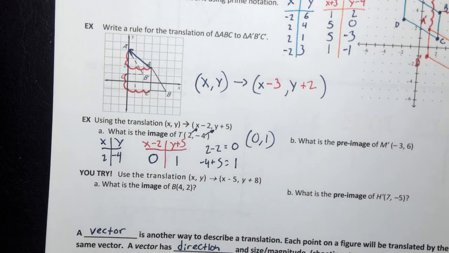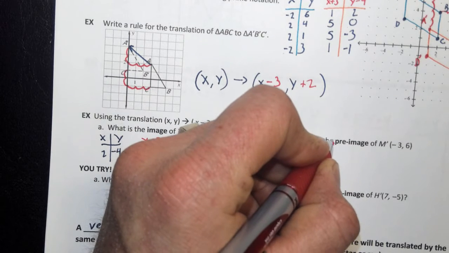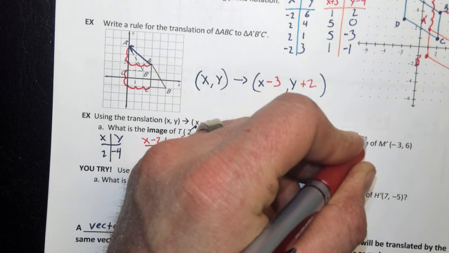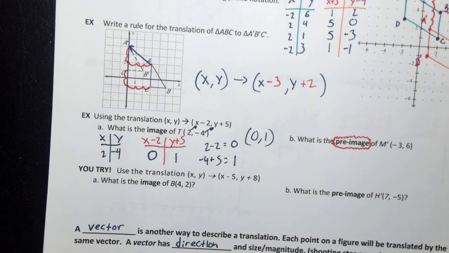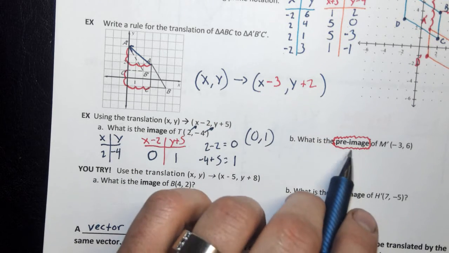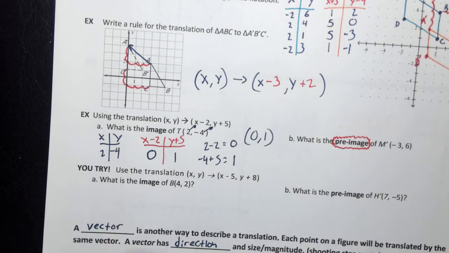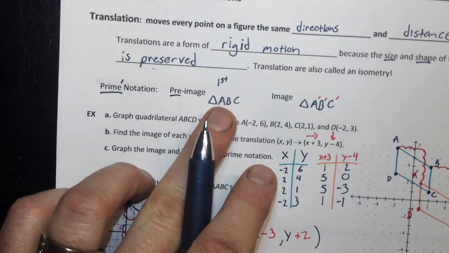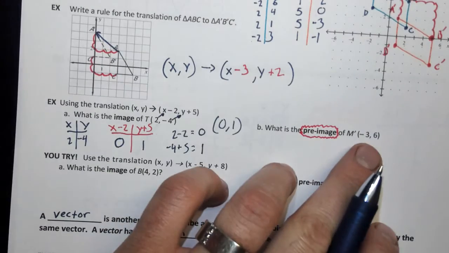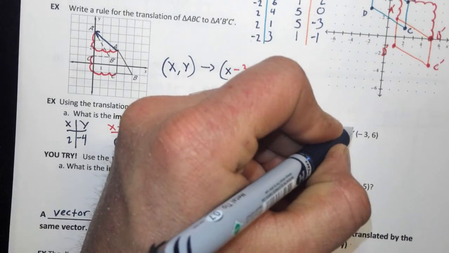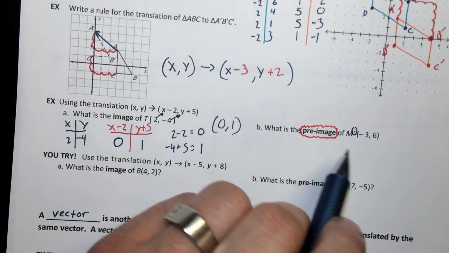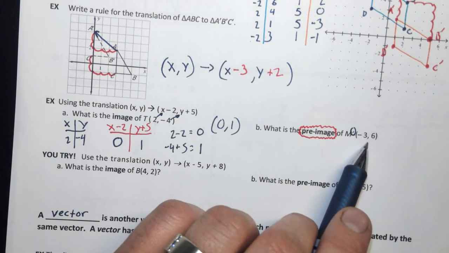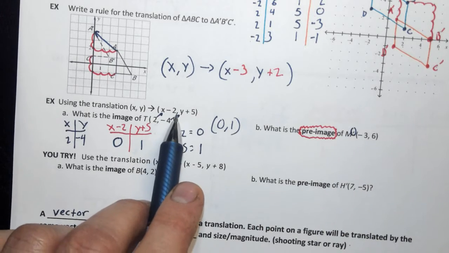The second one is a little bit trickier, and the reason why is because they have changed the wording on us a little bit, and it doesn't really seem like it would be that big of a deal, but it's a huge deal. What we have right here is we're asking for the pre-image, which means that the pre-image is once again your first drawing, and the image, which is this guy right here with the prime notation, is the final drawing.